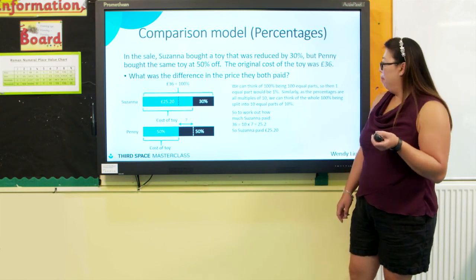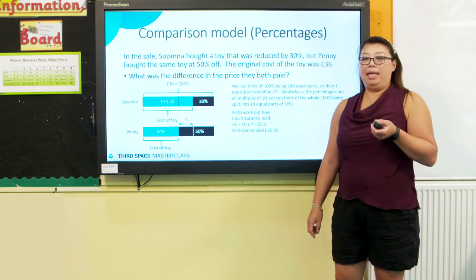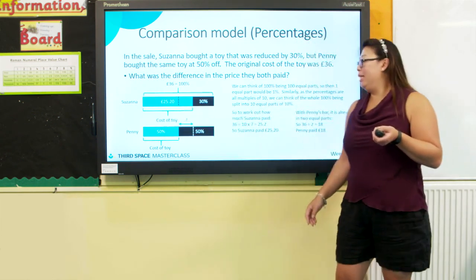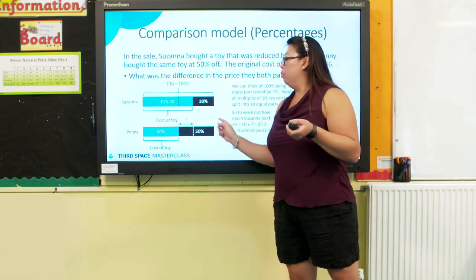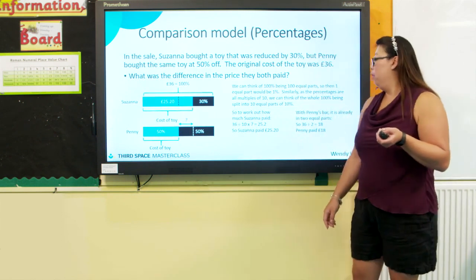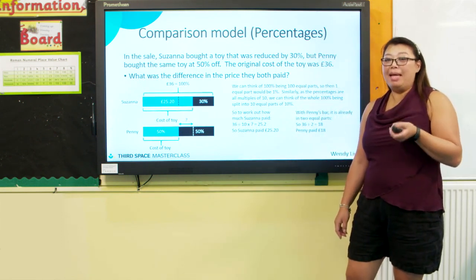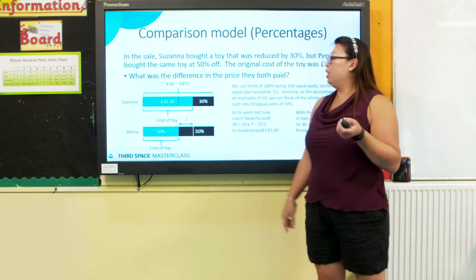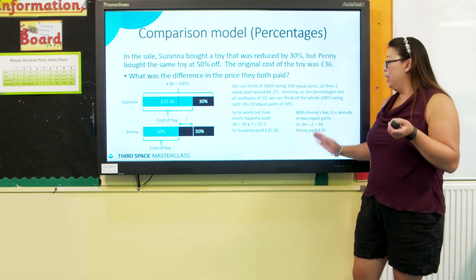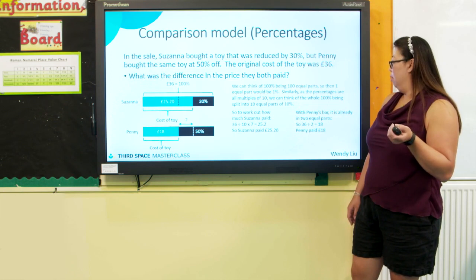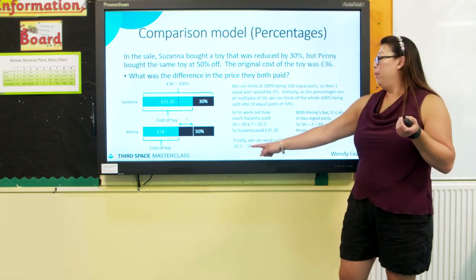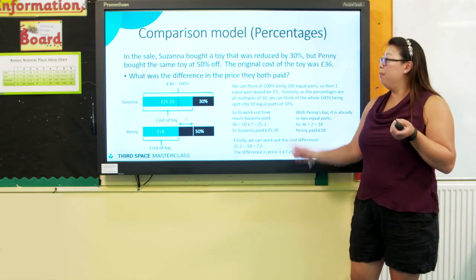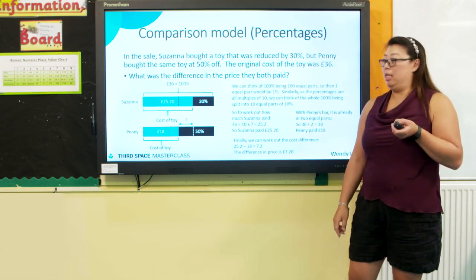Now we can work out Penny's price. With Penny's bar, it is already split into 2 equal parts, so it's nice and easy. 36, the original cost of the toy, divided by 2 will give us £18. So Penny's cost of the toy is £18. The difference then becomes the subtraction between £25.20 and £18. Therefore, 25.2 subtract 18 is 7.2, which means that the difference in price that they paid was £7.20.